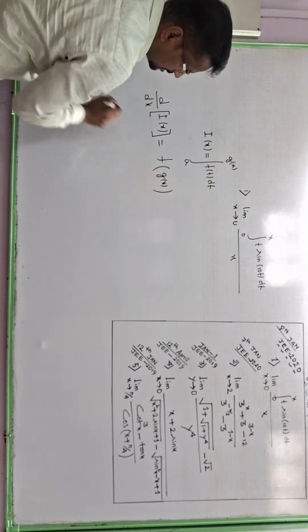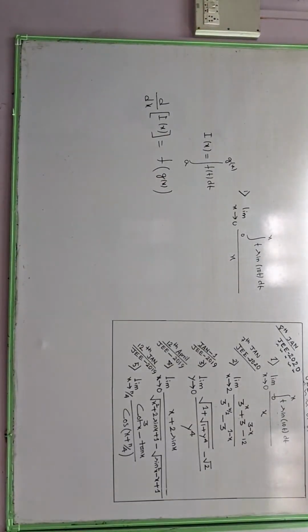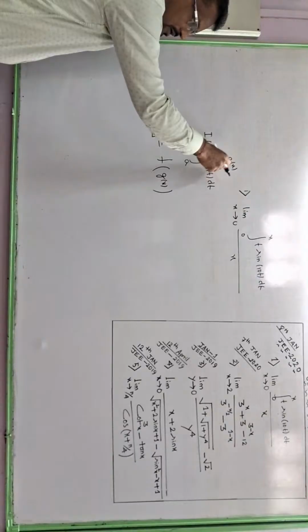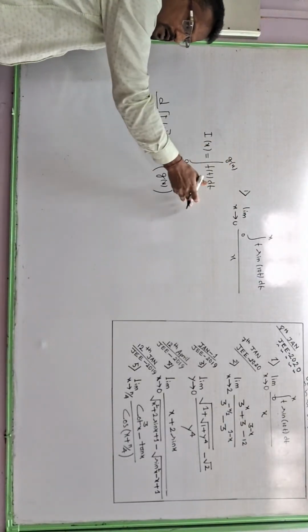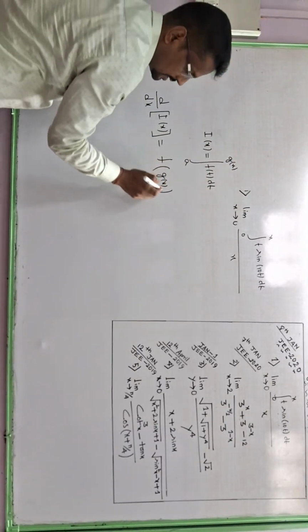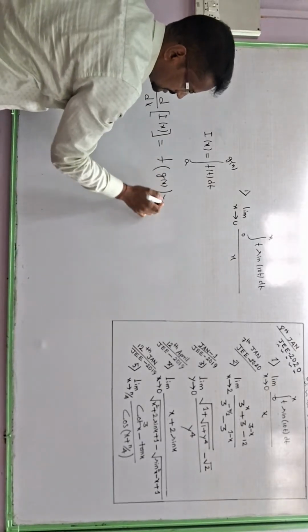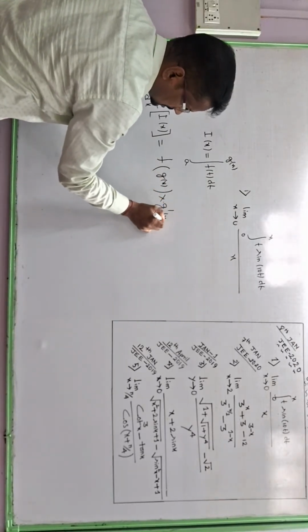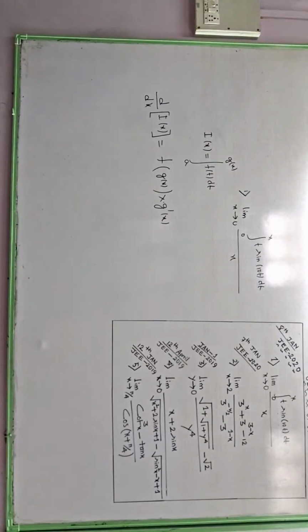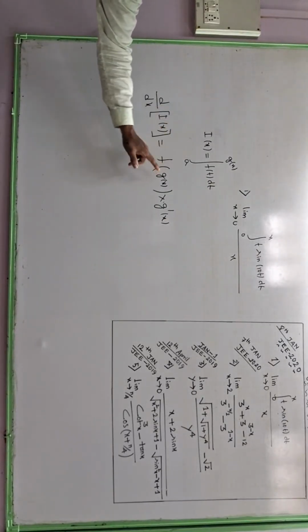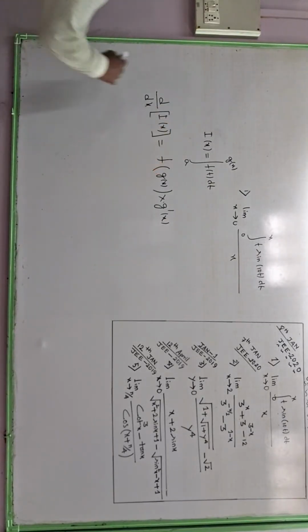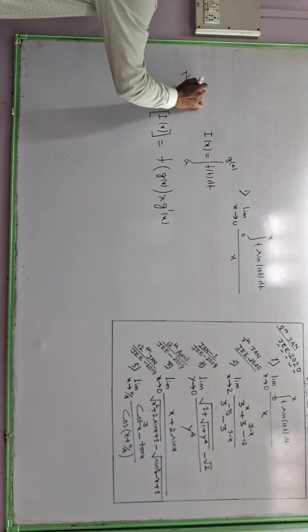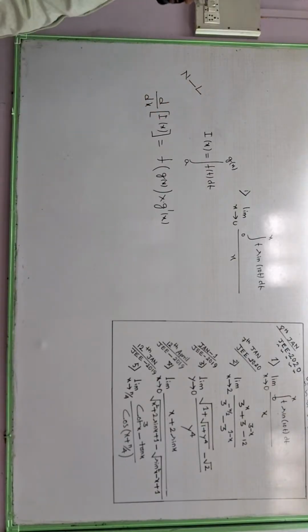So upper limit, replace the variable t by the upper limit, that is f of g(x), into differentiate this, g dash x. So this is the derivative of this integral. It is called simply NL rule or Newton-Leibniz rule.